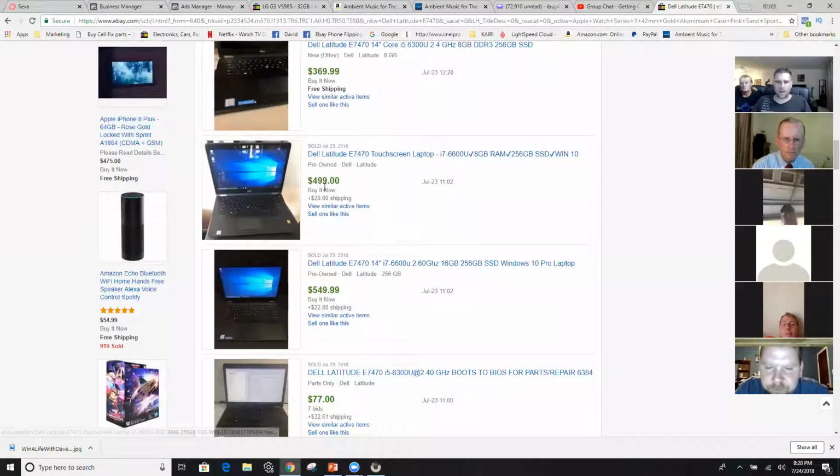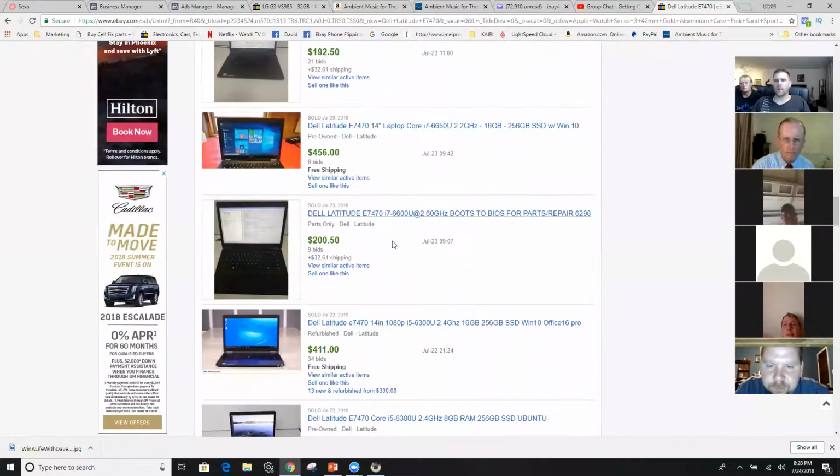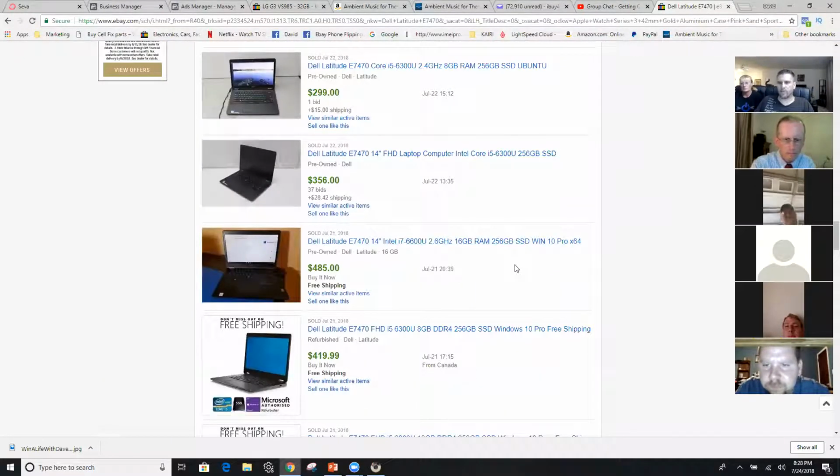Here we go. 8 gigabyte of RAM, $499. We're going to use that one. So, I mean, you can pretty much see it's clearly $500, about $499.95. We should be good. Here's one. This one's $456, but that was auction style. I think you're good at like $479, $480. That will probably sell for.